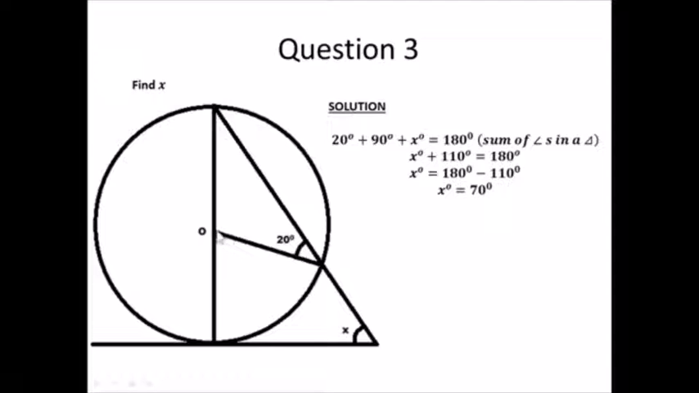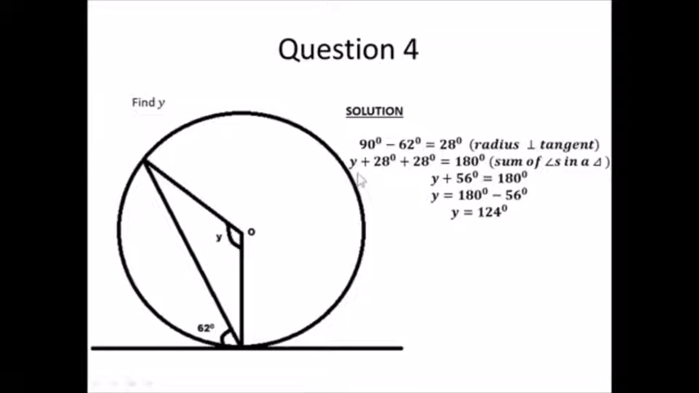But from what you have been able to prove, if a radius is perpendicular to a tangent, this angle here is 90 degrees. So in the main triangle, this angle is 20, this angle is 90 degrees, plus this angle X will give us 180 degrees, the sum of angles in a triangle. So 20 plus 90 plus X equals 180 degrees. 20 plus 90 gives us 110, and from here you can find X to be equal to 70 degrees.